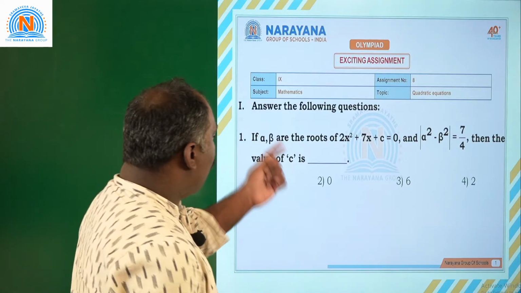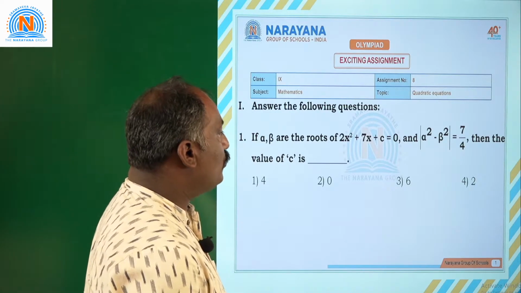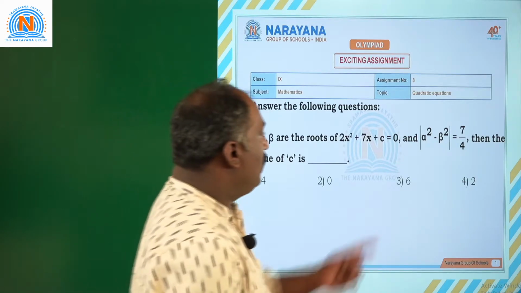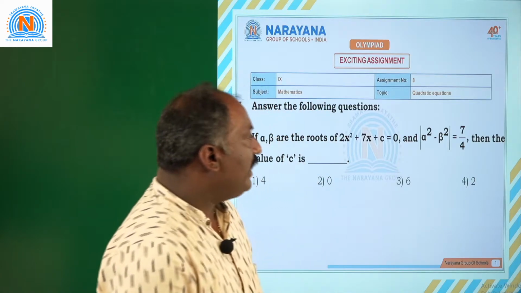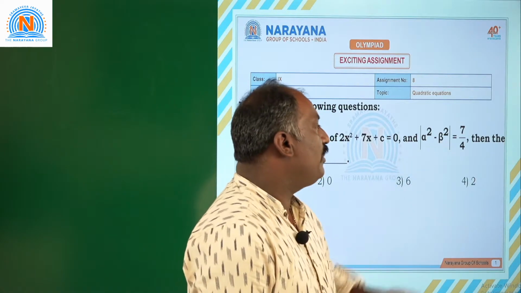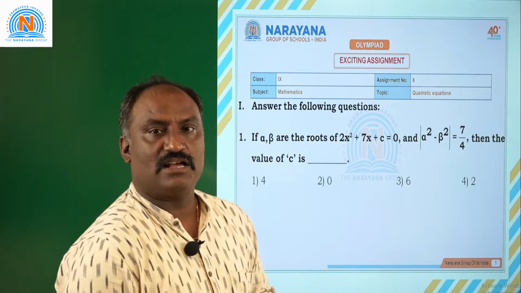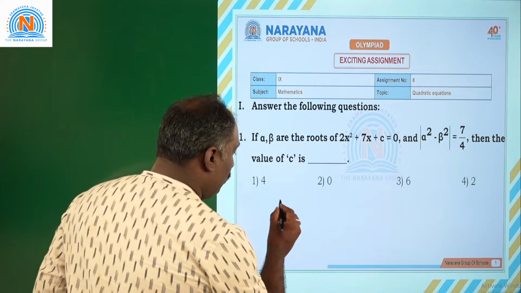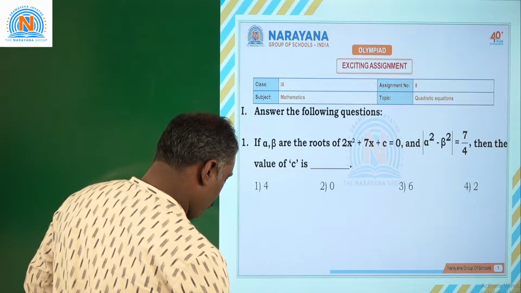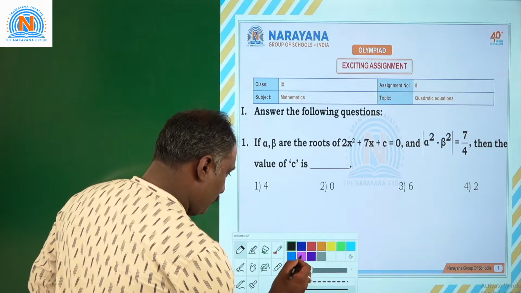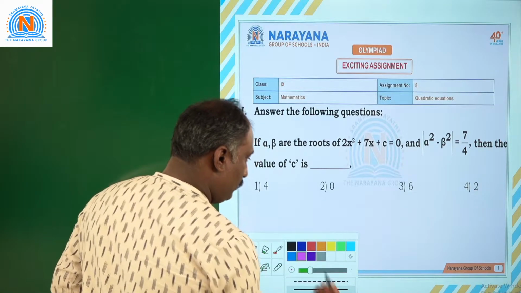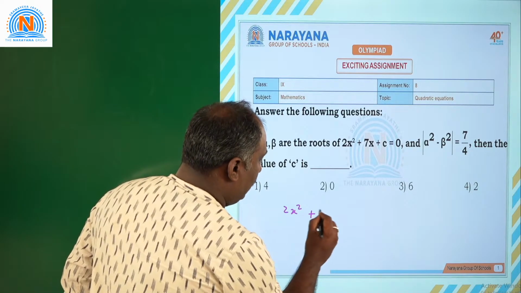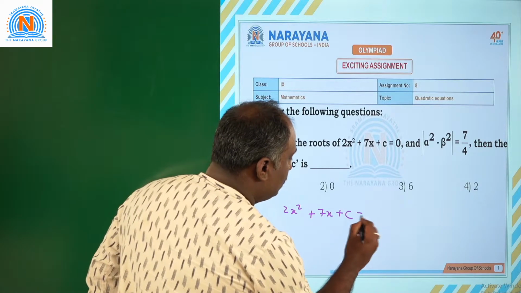Now, if alpha, beta are the roots of 2x square plus 7x plus c equal to 0, and modulus of alpha square minus beta square is equal to 7 by 4, then the value of c is how much? Once again, we will be reading the question. If alpha, beta are the roots of 2x square plus 7x plus c is equal to 0.